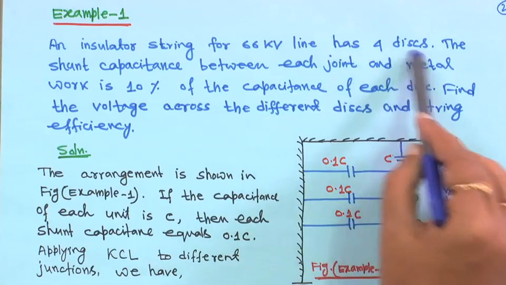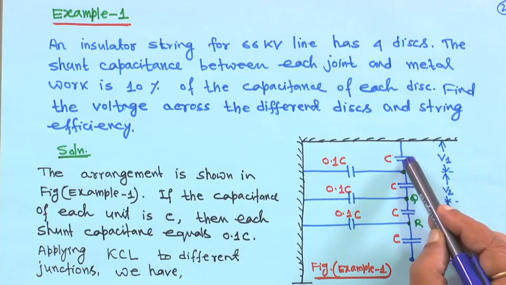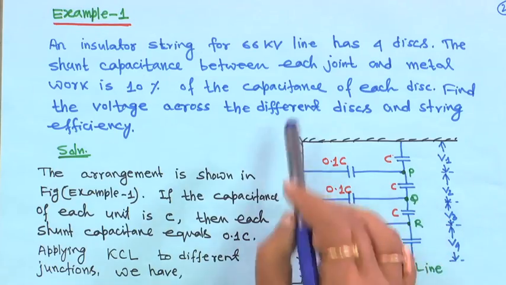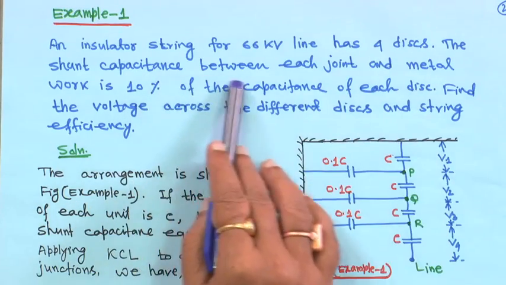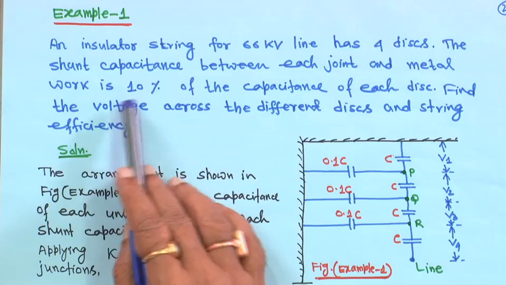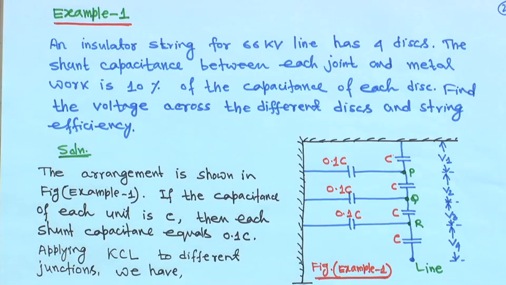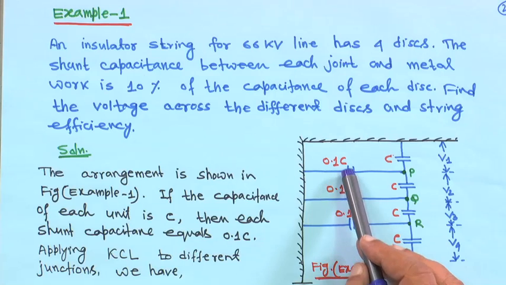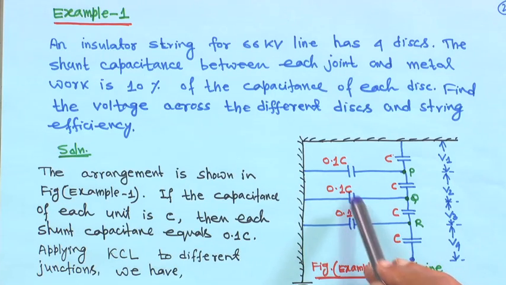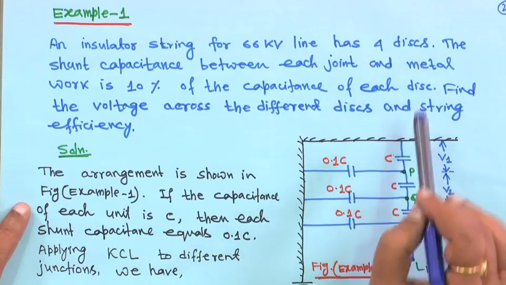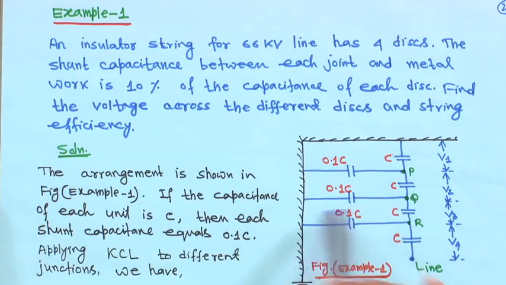So, it says that 4 discs are there. So, 4 capacitances 1, 2, 3, 4, C, C, C, and the shunt capacitance between each joint and metal work is 10%, right. So, that means this is 0.1 C, that is K is equal to 0.1 actually, 0.1 C, 0.1 C and 0.1 C, right. If you have 4 discs, 3 such shunt capacitances will come.